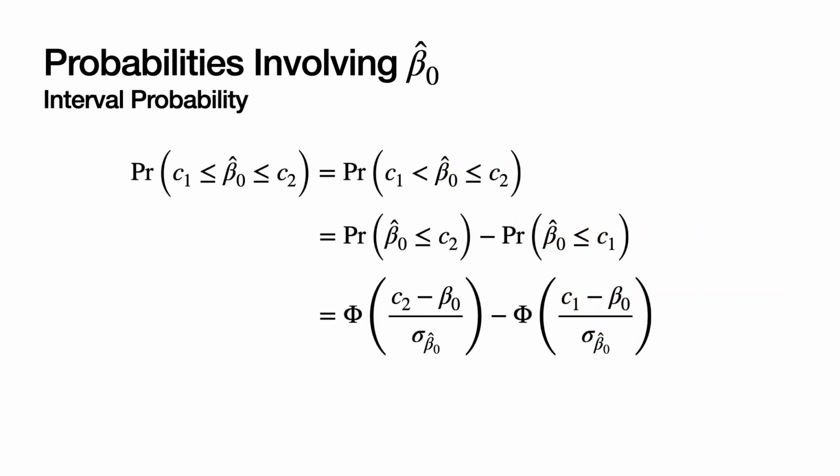And then finally, we'll look at probabilities involving beta 0 hat over an interval, the interval from C1 to C2. So the first step, where we replace the non-strict inequality, beta 0 hat greater than or equal to C1, we replace that by beta 0 hat being strictly greater than C1. Again, that is justified by continuity. The second step is justified by decomposing the previous probability, and then the last step is justified by the definition of cap phi.